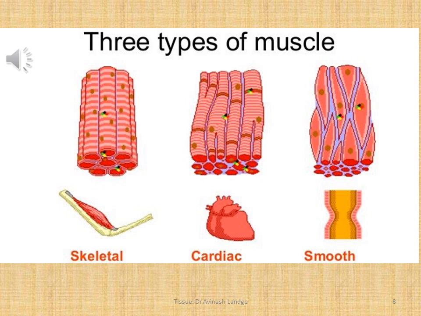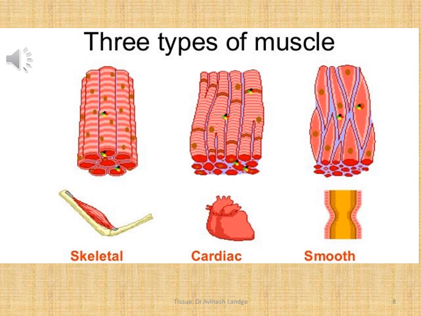As far as the second type is concerned, these are non-striated muscles. They are also called smooth muscles. They are involuntary muscles. These muscle fibers are uninucleate, only one nucleus is present per cell, and spindle shaped. Spindle shape, or you can say boat shape.